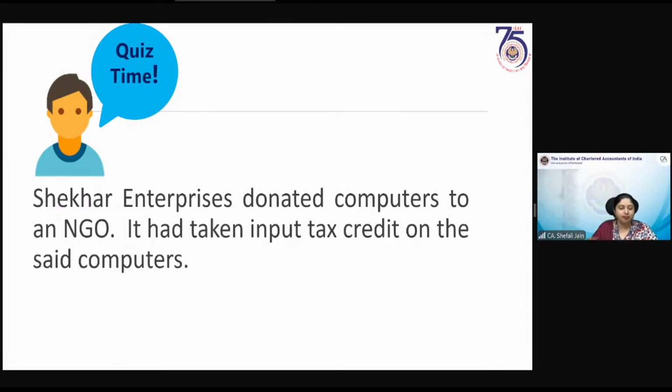So Shekhar Enterprises donated computers to an NGO. It had taken input tax credit on said computers. Now you have to tell me whether this transaction qualifies as supply or does not qualify as supply. And if it does not qualify as supply, I need a small reason why. So it has donated computers to an NGO and it has taken ITC on said computers. Those who are writing not a supply, just very precisely give me an answer why it is not a supply.